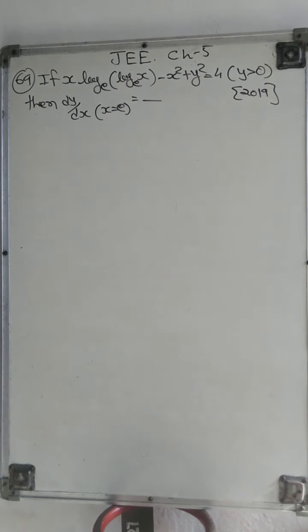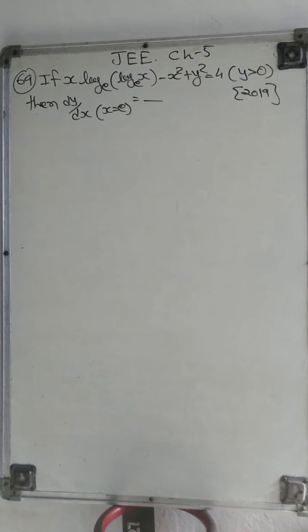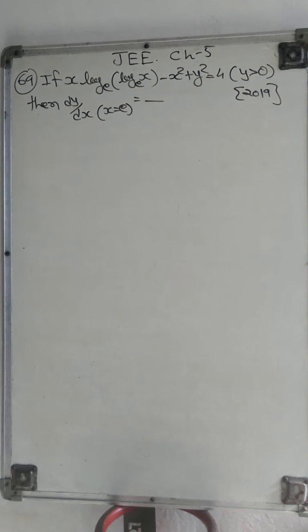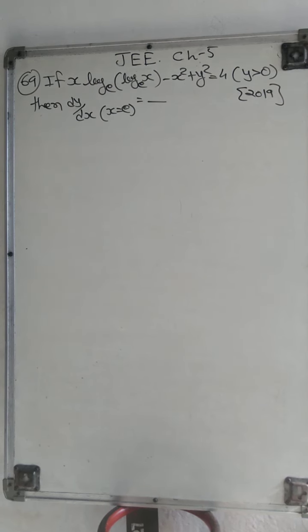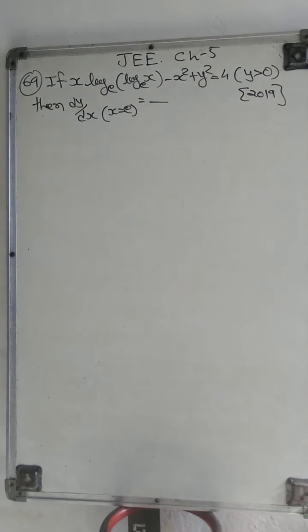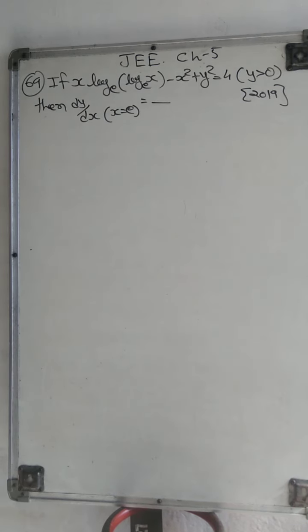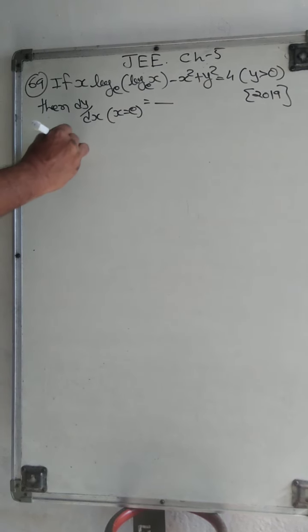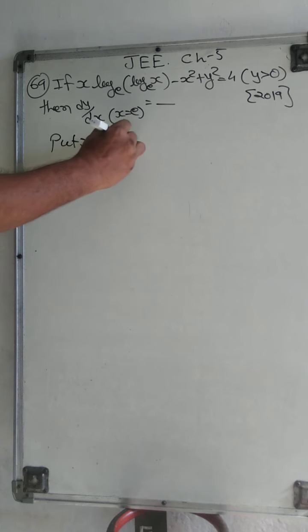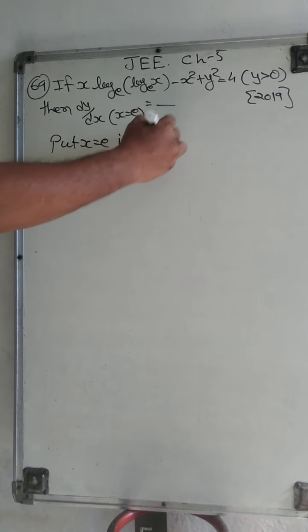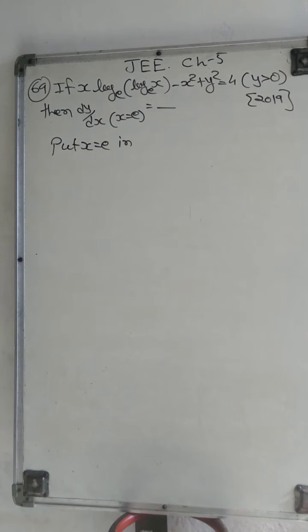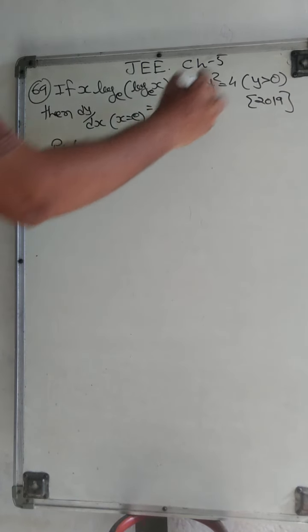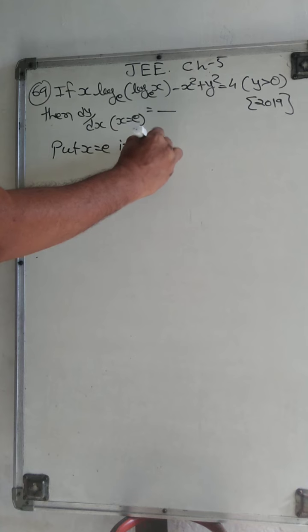Next sum 69. If x log x to base e minus x square plus y square equals 4, then what is dy upon dx at x equal to e? So first of all we take x equal to e in the given function, or given equation.